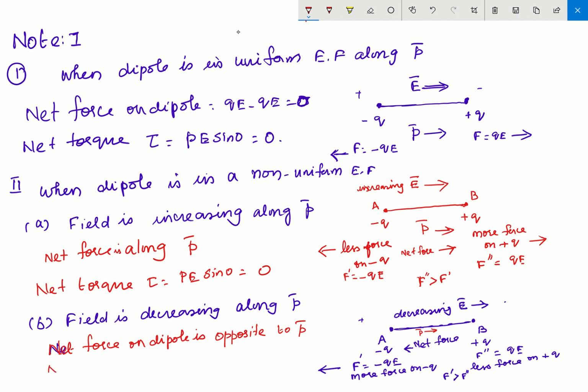But what is the net torque? Net torque is equal to 0. Why? Alignment, because both are parallel. P and E are the same direction only. Therefore, net torque tau is equal to PE sine 0, that is equal to 0. Are you following? Therefore, net torque is equal to 0. Why? P and E are in the same direction. In all the three cases, I am telling. Therefore, is it clear? Okay.